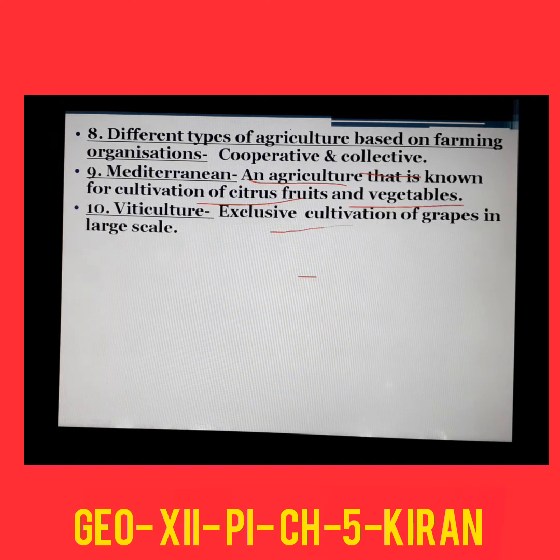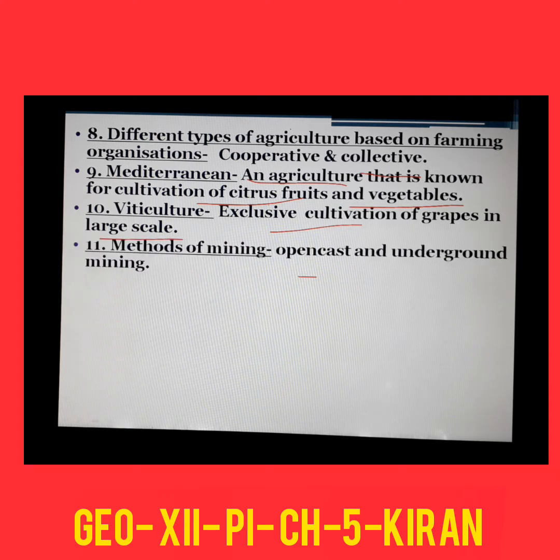Mediterranean agriculture is a type of agriculture which is known for cultivation of citrus fruits and vegetables. Viticulture, the cultivation of grapes on large scale. Methods of mining, there are two methods, open cast and underground method.